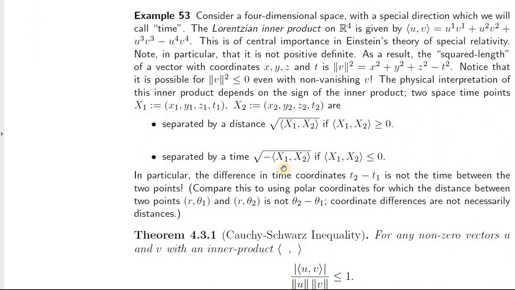Now we have an example here of the so-called Lorentzian inner product, which is not quite an inner product according to the previous definition because it's not positive definite. In this case, we have the inner product of 2 vectors, and these vectors have to be 4-dimensional, right? And the inner product of 2 vectors is the first component times first component plus second component times second component plus third component times third component minus fourth component times fourth component.